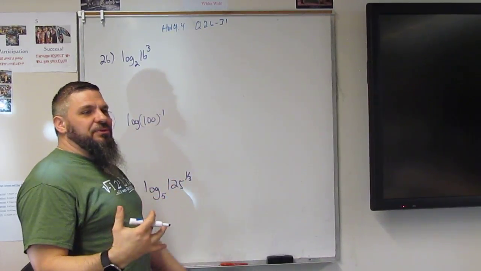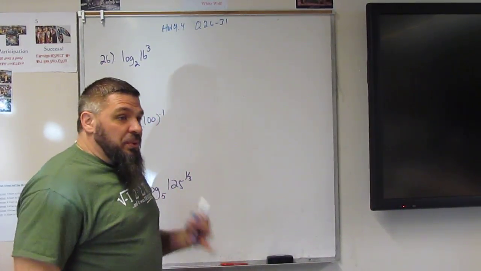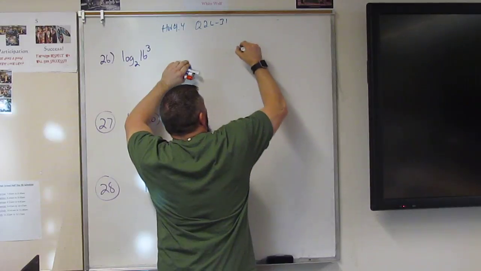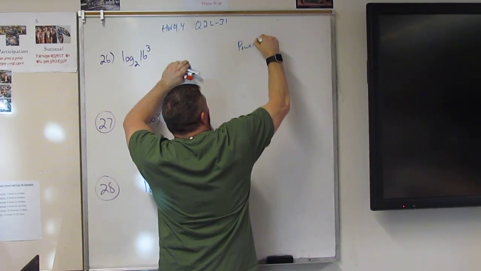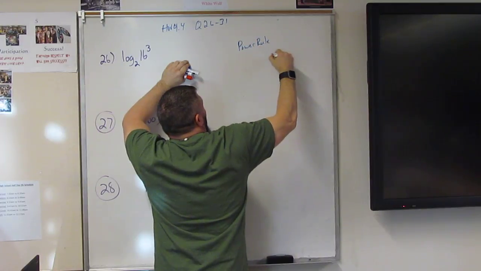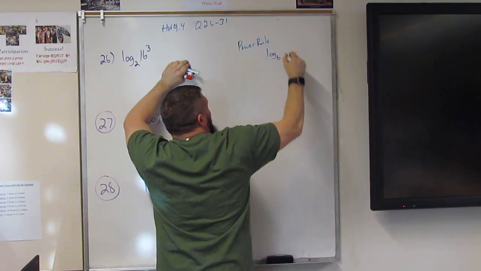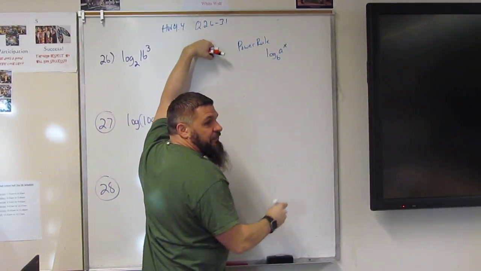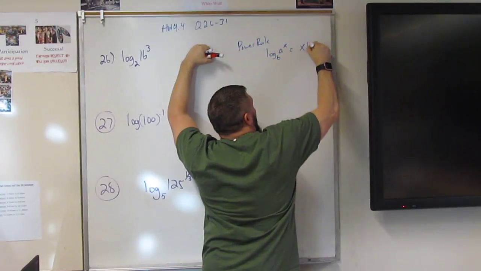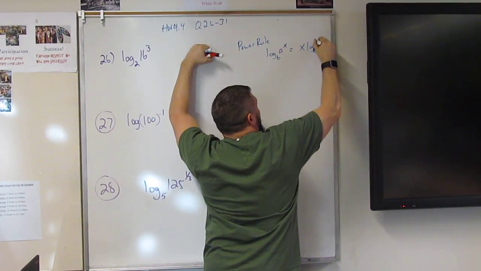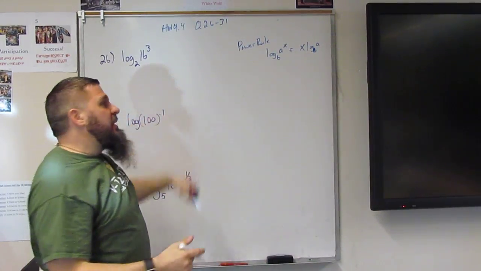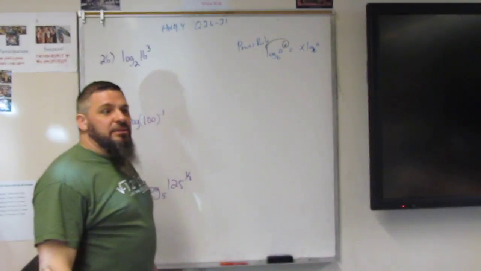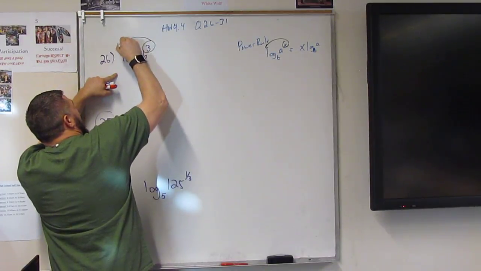Okay. All right. So this one we're just reducing. So we're gonna use some of our rules. In this case, I'm gonna use my power rule. What's the power rule? Power rule says that if you have log base b of a raised to the x, that's equal to x times the log base b of a. So all they did was take this power and throw it out in front. So that's all we're going to do. We're going to take this power and throw it out in front.